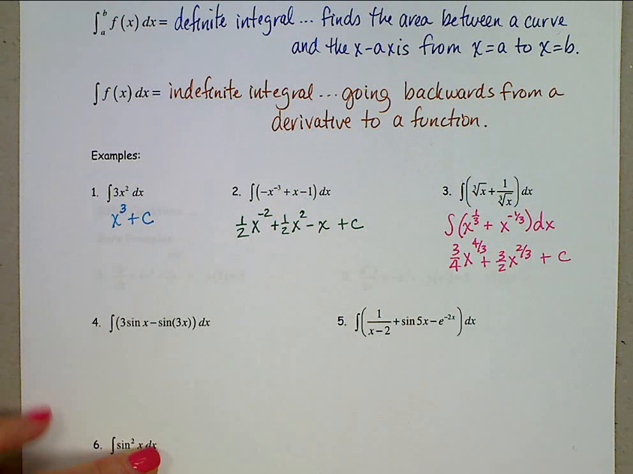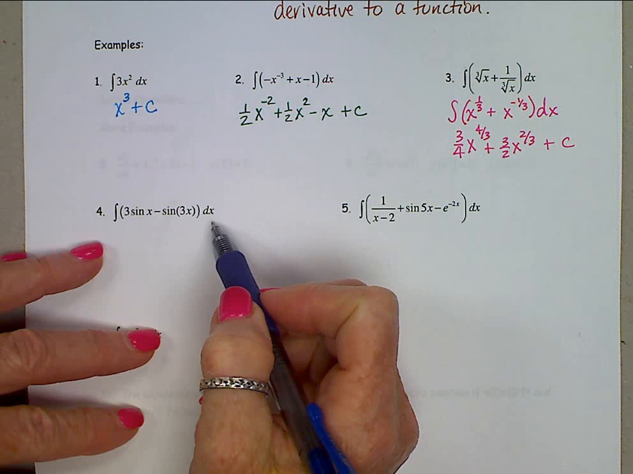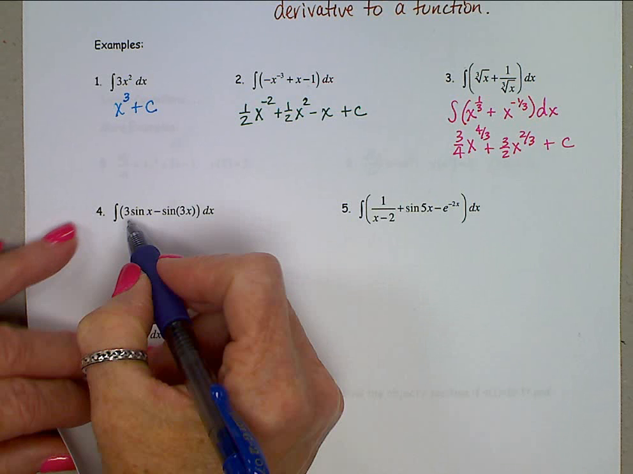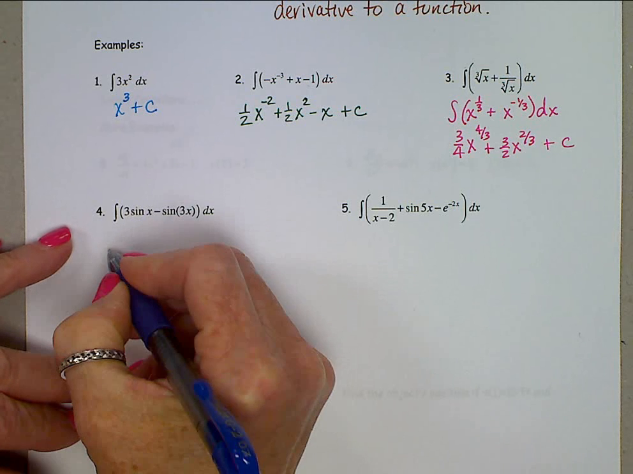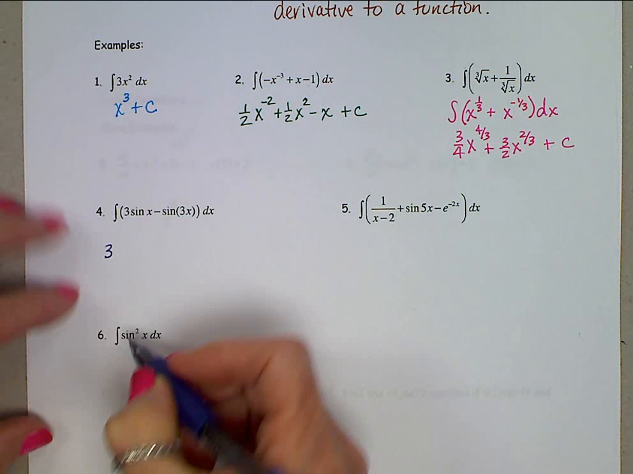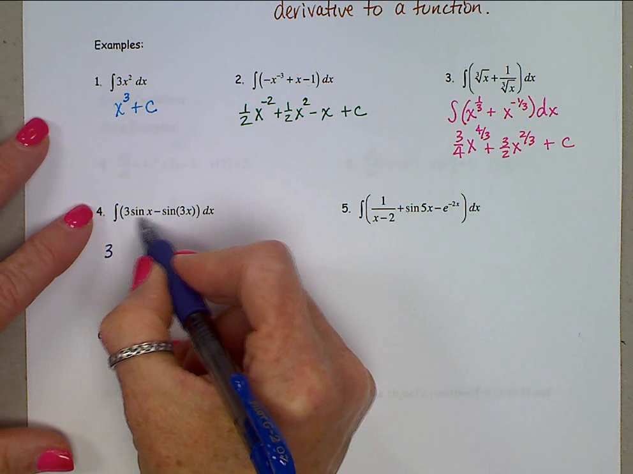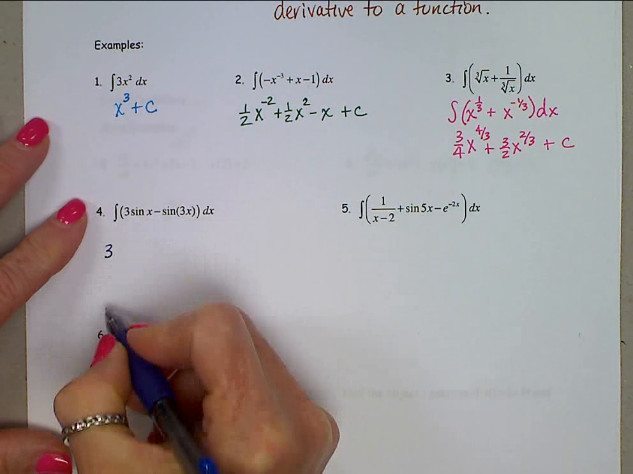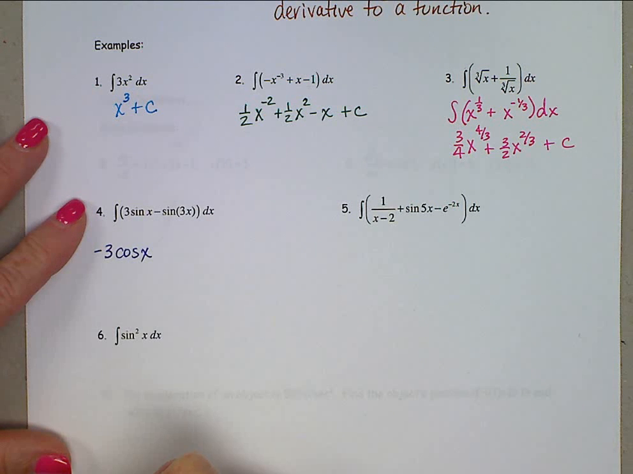All right, let's look at this one down here. Let's throw some trig in here. We have this leading multiple out in front of this sine x. That 3 is going to come down. And then we think what thing, when you take the derivative of it, gives you sine. Well, that's negative cosine. So we have negative 3 cosine x.